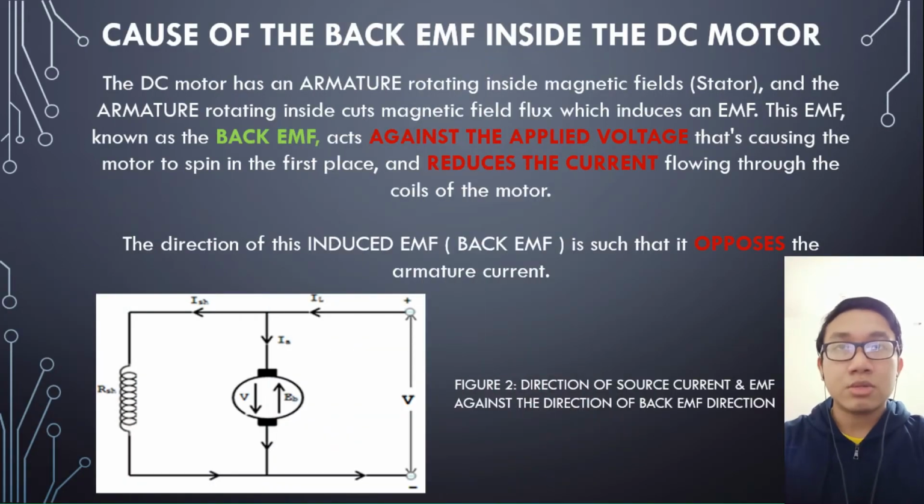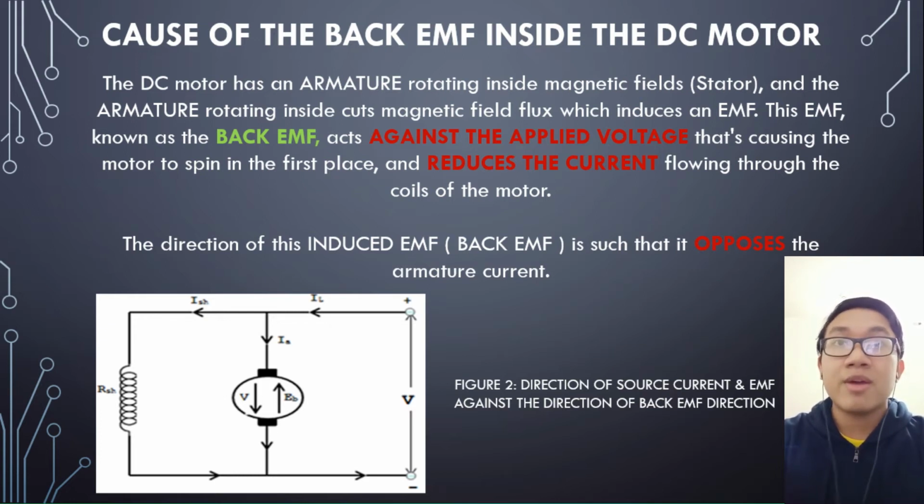Now we shall proceed to the cause of the back EMF inside the DC motor. As we know, in a DC motor there is an armature inside that rotates within the stator, which consists of some type of magnet, usually a permanent magnet. The armature is rotating, and the magnetic field flux is cut by the armature, resulting in an induced EMF. This induced EMF is known as the back EMF.